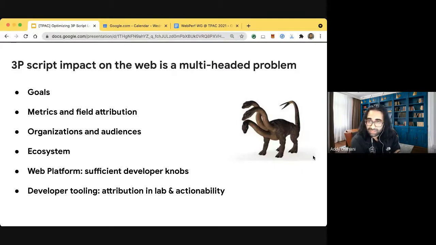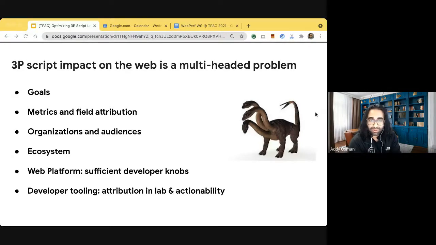Then we've got ecosystem. Are third parties incentivized to care about their footprint? Some very much are, some are not. Another issue here is that latency can abhor a vacuum. So well-behaved third parties may end up freeing up the main thread. Does that encourage others to fill the void? And there's more that we could possibly be doing on the web platform side, giving developers sufficient knobs to get more control over this problem, and via developer tooling. So making sure that site owners have got enough attribution in the lab and enough actionability to improve things.